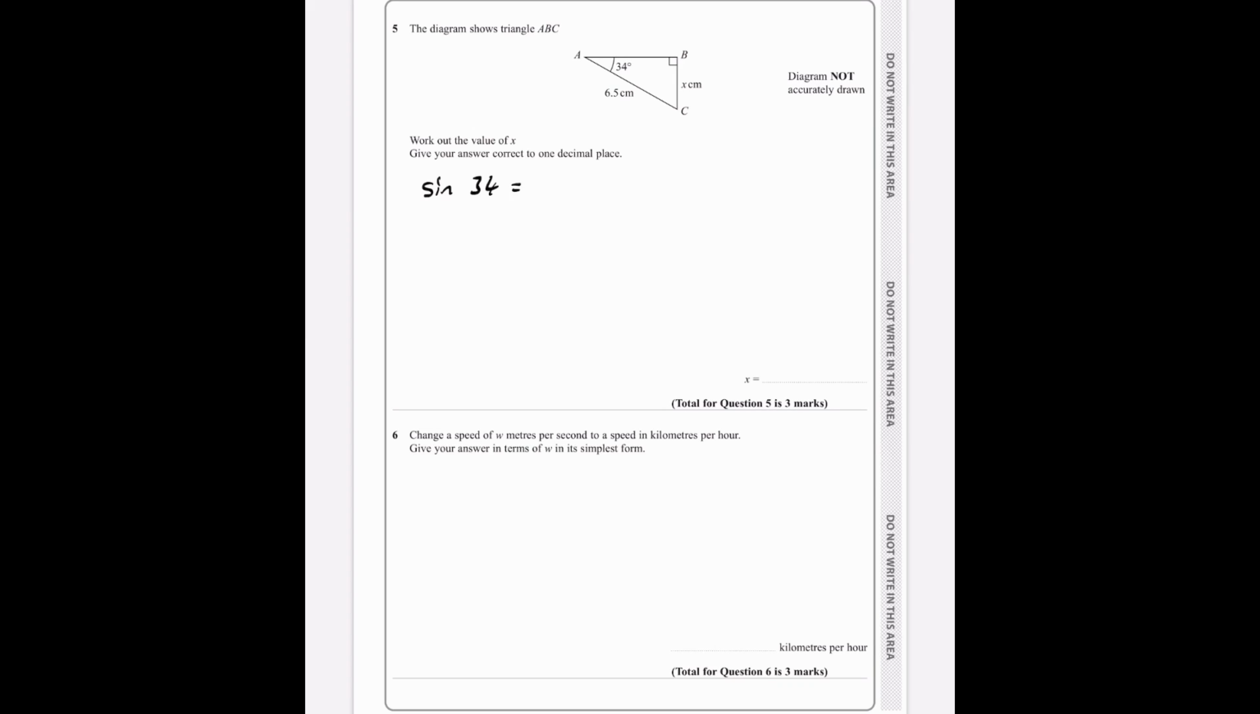Question 5, straightforward SOHCAHTOA. Sine of 34 is the opposite over the hypotenuse, so x over 6.5, multiply both sides by 6.5, x equals 6.5 sine 34, which is 3.6 to 1 decimal place. Question number 6, W meters per second. If we convert that into meters per hour by timesing it by 3,600, we get 3,600 W meters per hour, divide by 1,000 into kilometers, 3.6 W. Is the answer we're looking for that one.